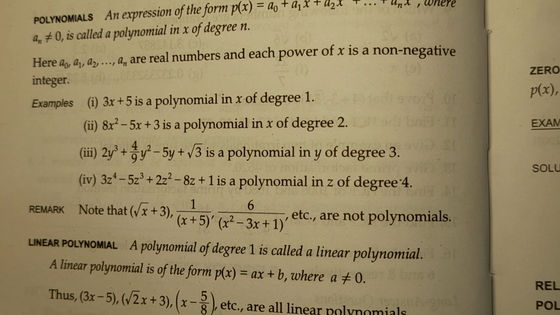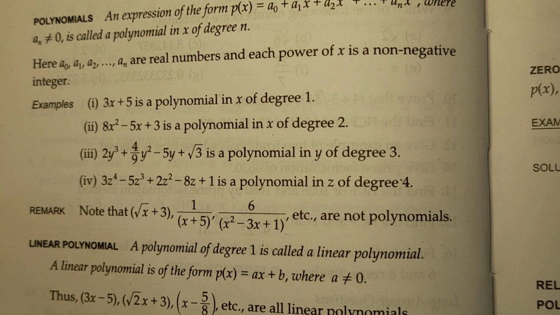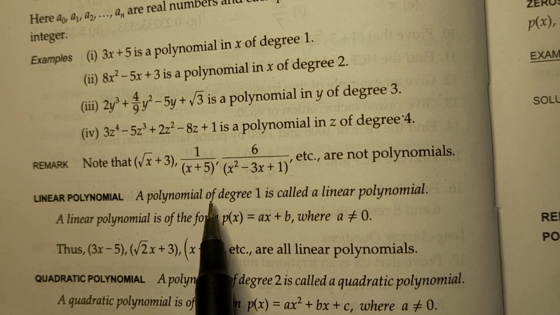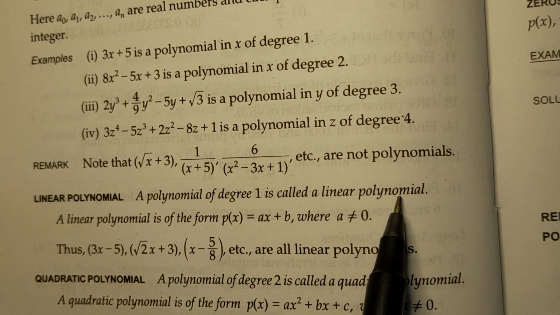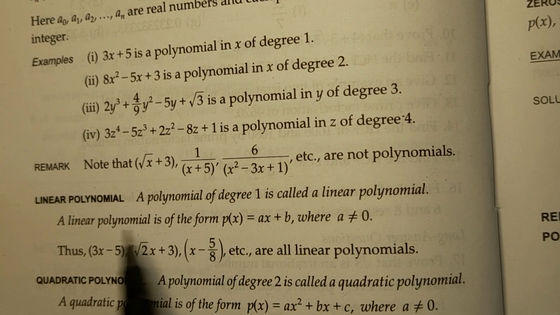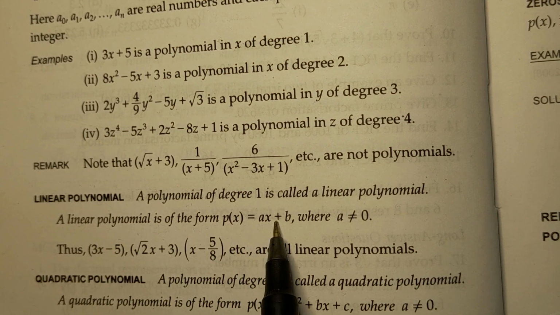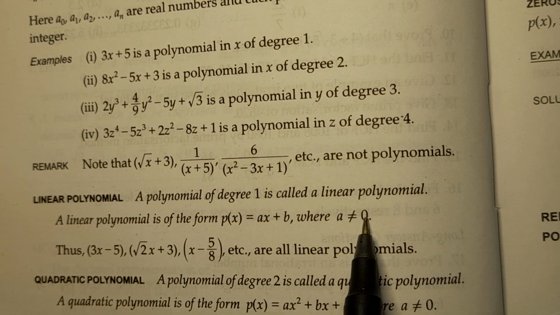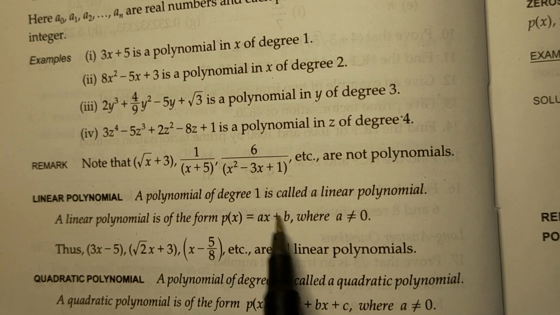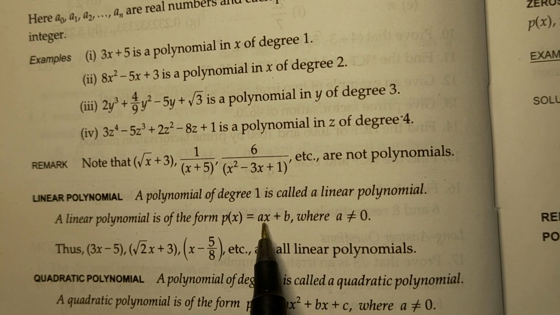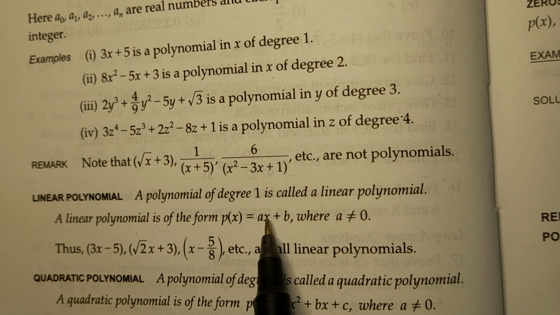Now what is a linear polynomial? A polynomial whose degree is 1 is called a linear polynomial. A polynomial of degree 1 is called a linear polynomial. It is written in the form p of x equal to ax plus b, where a does not equal 0. This is the general form of a linear polynomial. Here what is the highest power of x? It is written in the form of x. Here the power of x is 1, so therefore it is linear.